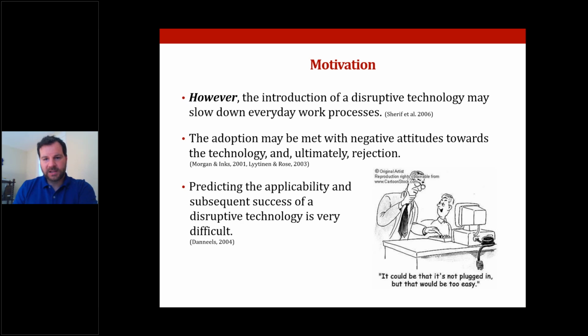This is especially problematic if it's a disruptive technology. And again, if it's incremental, if it's going from version 3 to version 4 of a product, probably not a big deal. But if it's truly disruptive, then this could really cause an issue, because it could change the work process for the salespeople, for the employees, and that can lead to negative attitudes towards the technology and ultimately rejection of that technology. So predicting the applicability and subsequent success of disruptive technology is very difficult. Even if it makes sense long term, there's still going to be these sort of hurdles within a firm.